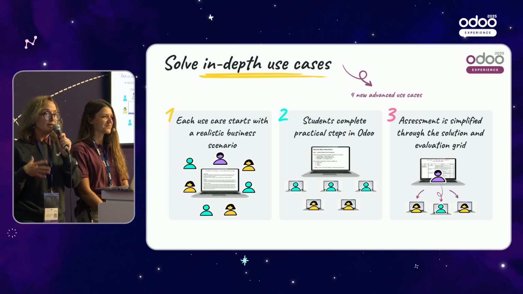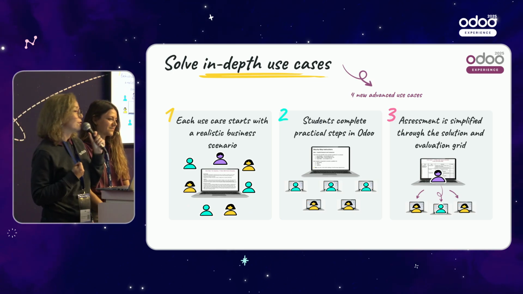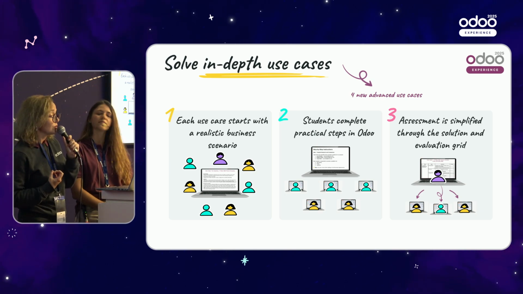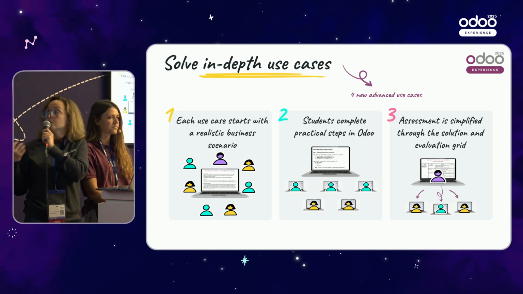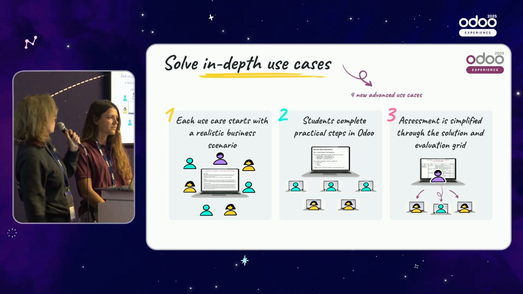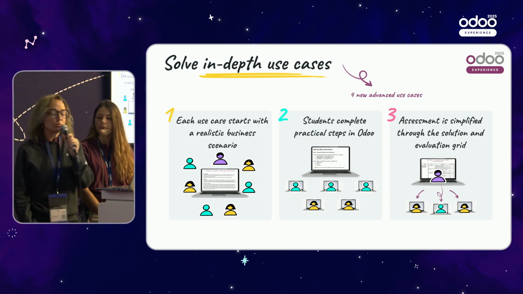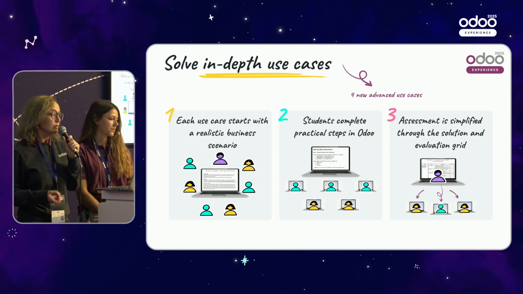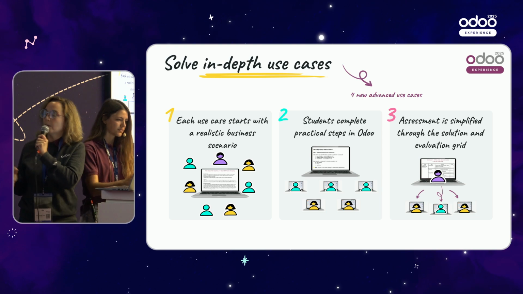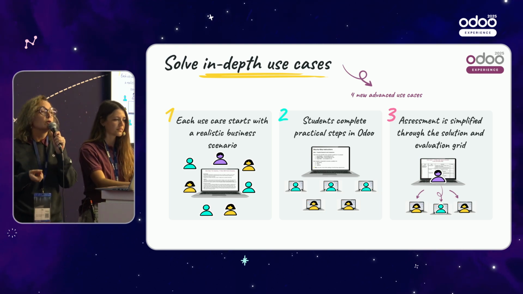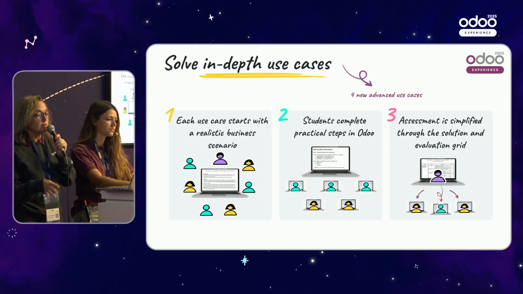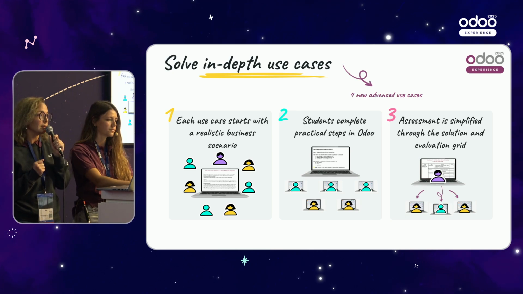Now let's dive into the new use cases. We will have 4 new advanced use cases, as you can see, and every use case will start from a business story. Students will be asked to play the role of a company, in this case CNA Home. Exactly, and we have to make decisions and execute them in Odoo. For the teachers, each use case will come with a complete solution and a rubric for grading. This way students learn by doing, and teachers save time in preparation.